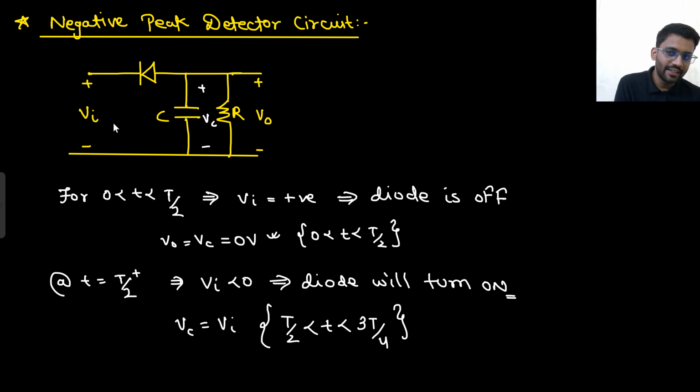My Vin is negative. That means my capacitor is getting charged in this direction, in the opposite direction. If it was positive, it was getting charged in this direction. But if it is negative now, it is getting charged in this direction. So it is charged to 5 volt like this.